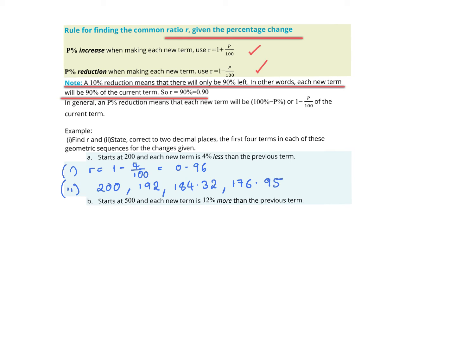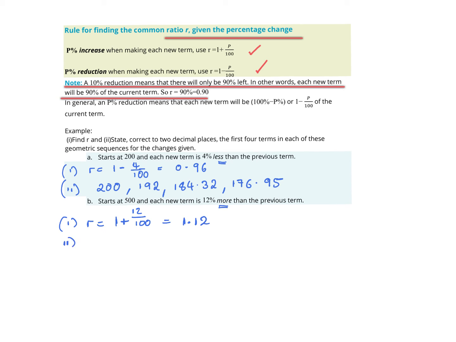All right, what about the next one? Let's work out our R to start off with. And this time we are looking at it's more than. Remember, this one was less than. So R is going to be 1 plus P, and my P is 12 over 100, which gives me 1.12. So that's my R value.